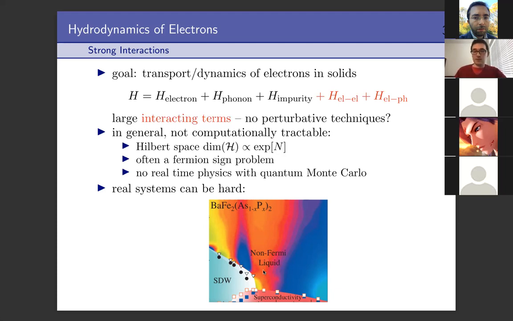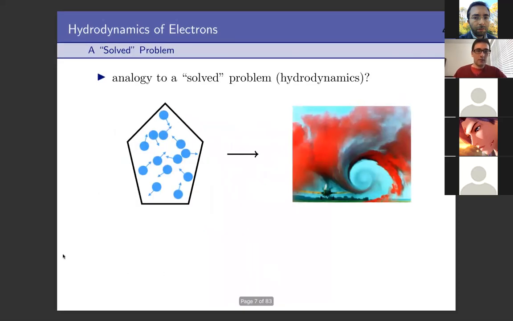And for many reasons, we're pretty confident that this system is not an ordinary Fermi liquid. And to understand the physics in this part of the phase diagram, we really need some kind of different approach to thinking about correlated dynamics. Okay, now it may seem a bit surprising that this is a hard problem in the first place.